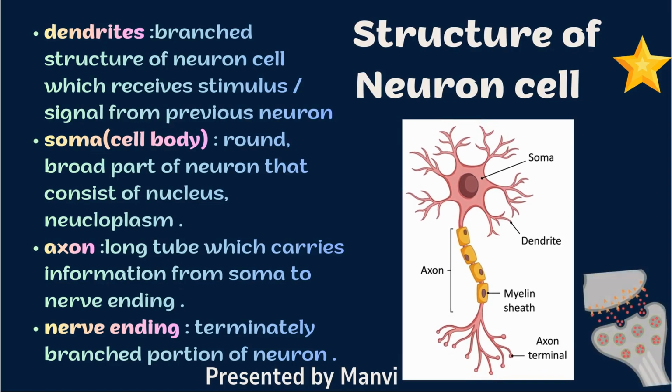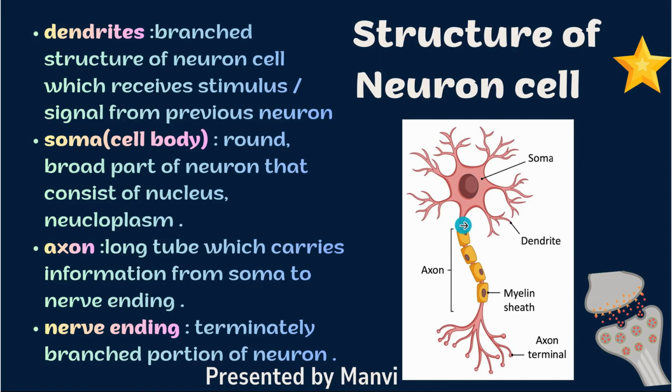So let's discuss the structure of neuron. Neuron is a star-shaped elongated cell. On the head it has dendrites, which are the branched structure of the neuron cell and receive stimulus from the previous neuron. Then it has soma, which is the cell body. It is the round part of the neuron, consisting of nucleus and cytoplasm. Cytoplasm near the nucleus is known as nucleoplasm.